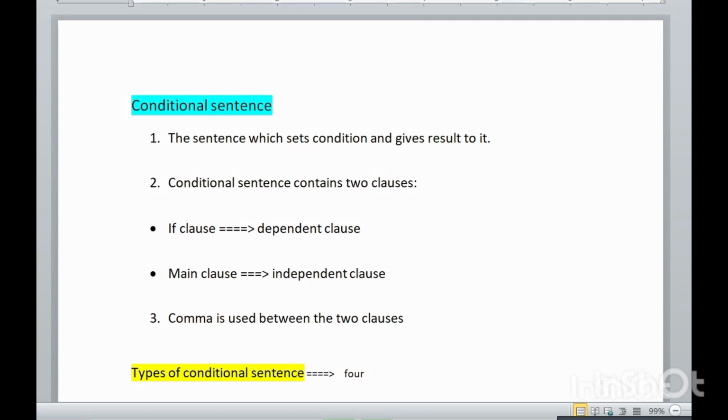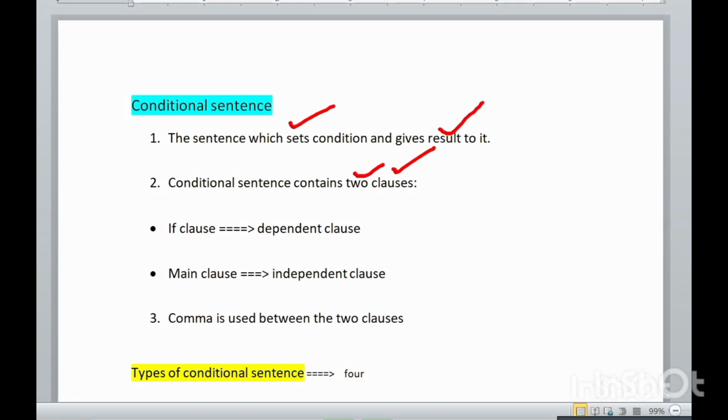A conditional sentence sets a condition and gives a result to it. We have to keep that in mind; we will see it later in the examples. A conditional sentence contains two clauses. We have to keep in mind what these two clauses are.